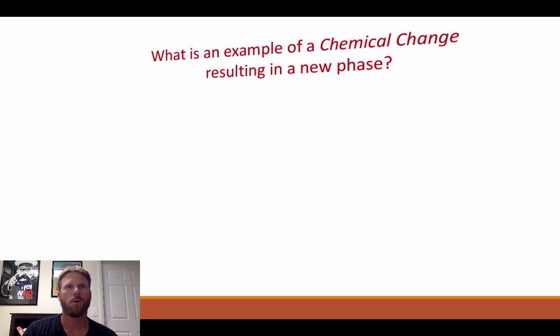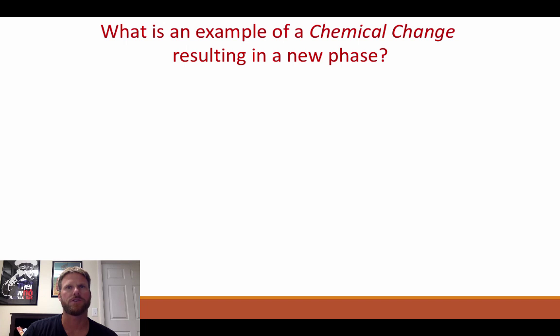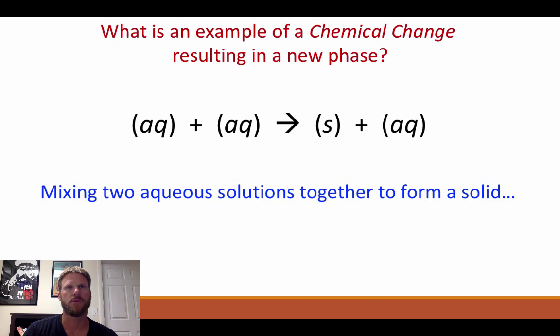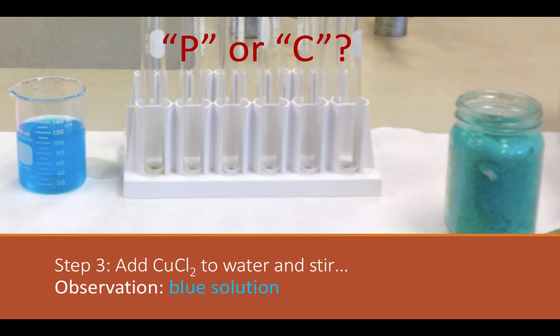Well then, what would be an example of a chemical change that results in a new phase? One example I can give you is when you mix two aqueous solutions and a solid is formed. In this case, you get a phase change and the substance that is made is different from the reactants that you started with. Let's apply our new knowledge to the observations from the lab.